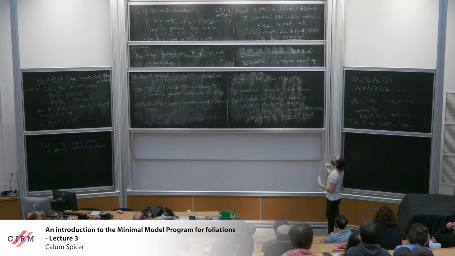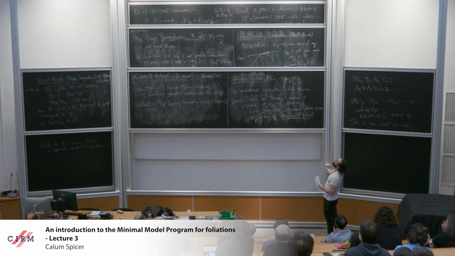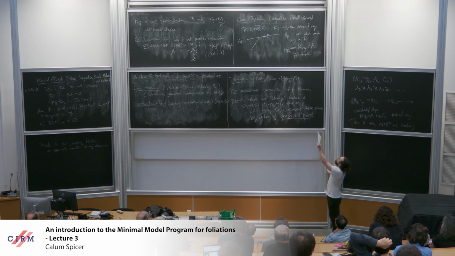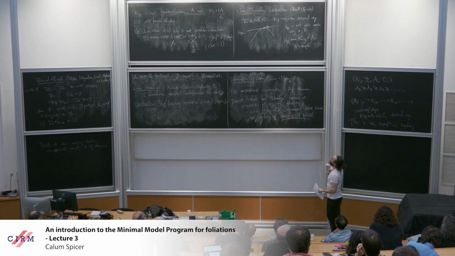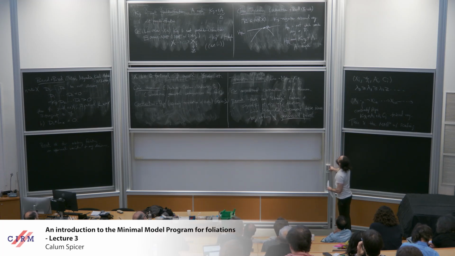So while I bring down the top board, are there any questions about our basic setup? Again, I've chosen my extremal ray I want to analyze, and I found this supporting hyperplane to it, which is some nef guy, which I write as K_F plus A.